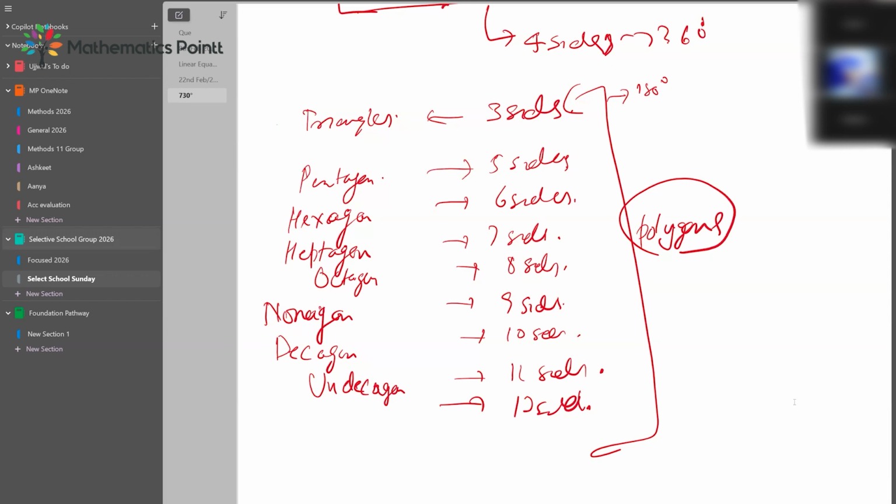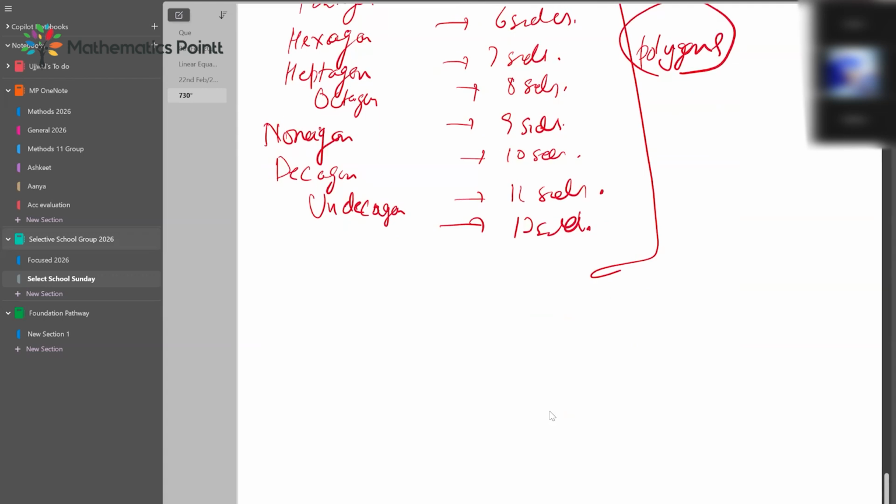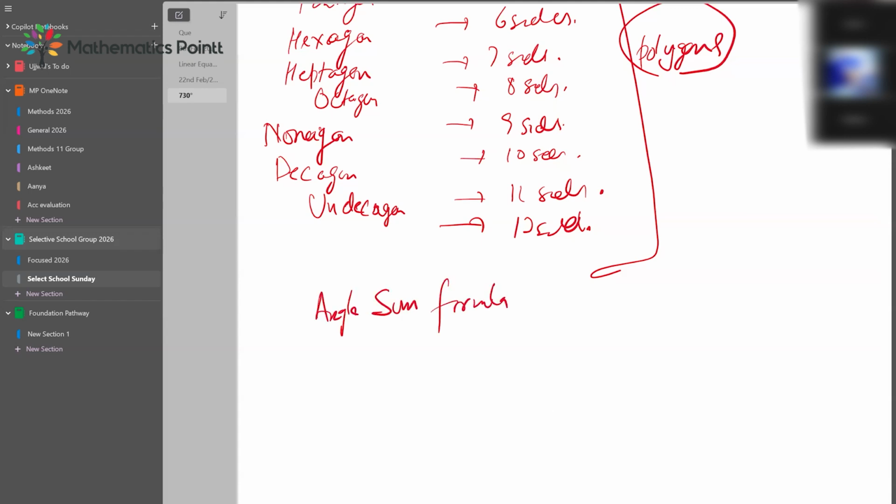Now, you can only remember the sum of all their interior angles up to a point. But then there is a formula where you can get the sum of the interior angles of any polygon. The formula is called the angle sum formula. The angle sum formula tells me (n take away 2) times 180 degrees will always be the sum of any interior angles. All good?